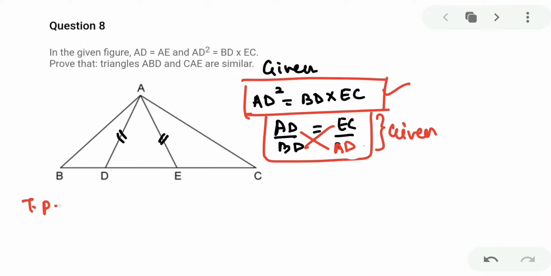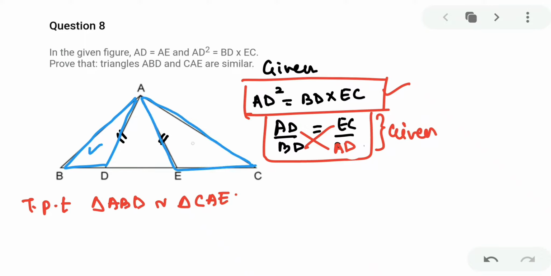And what you have to prove? To prove that में हम लोग डालेंगे that triangle ABD is similar to triangle CAE. So let me check with where are these two triangles. ABD, this is the triangle, okay, and CAE, this is the triangle. So we are talking about these two triangles, okay. Now can we just check what is given to you? AD upon BD and EC upon AD. Can I utilize this for this in this triangle?